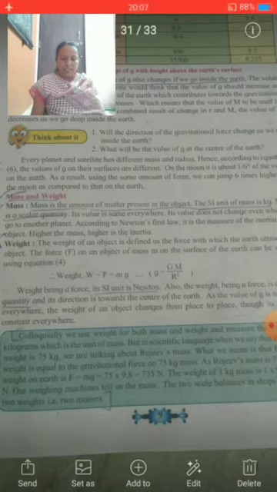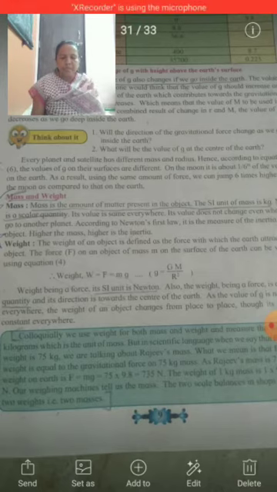See what is meant by weight. Weight means the gravitational force acting on that object. It is denoted by the capital letter W. Therefore, weight W is equal to F, which is equal to mg. M means mass of the object and g is the acceleration due to gravity. By this formula, we can calculate the weight of any object on the Earth's surface.